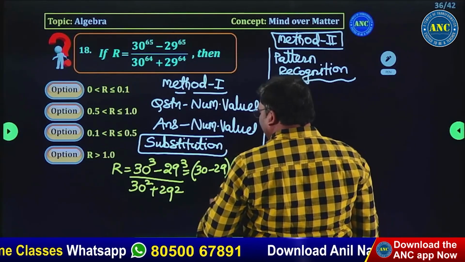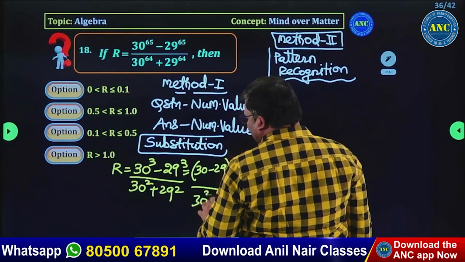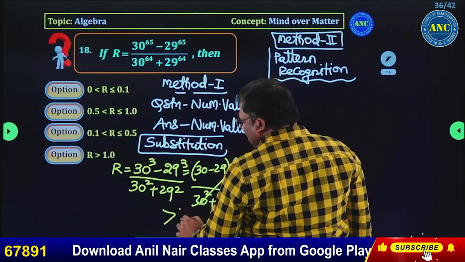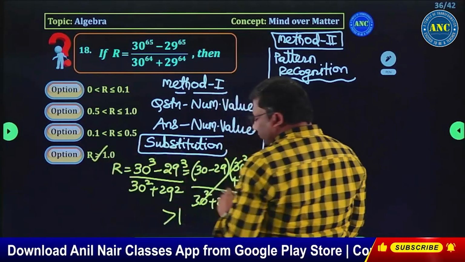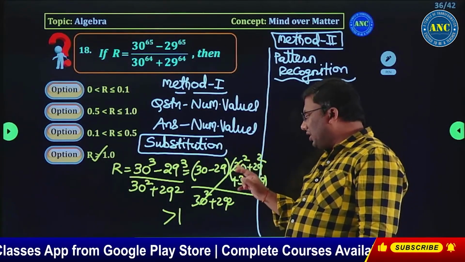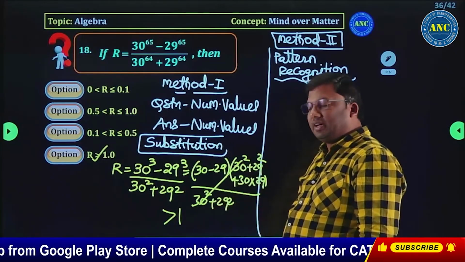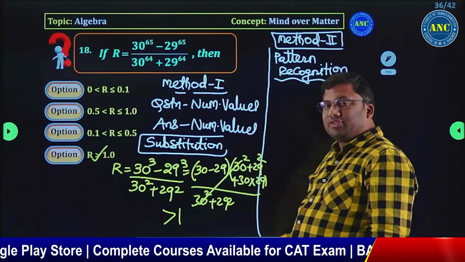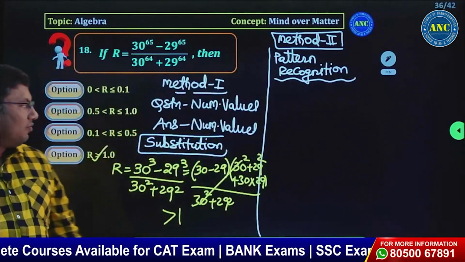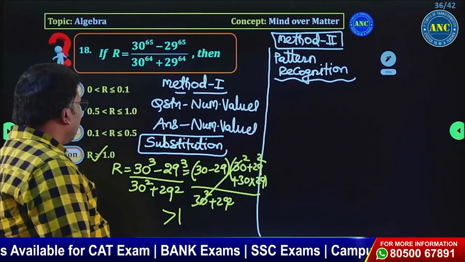divided by 30 square plus 29 square. It is 1 plus something. So the answer is greater than 1. If I separate it, 30 square plus 29 square by 30 square plus 29 square gives 1, plus any value, which means it is greater than 1.